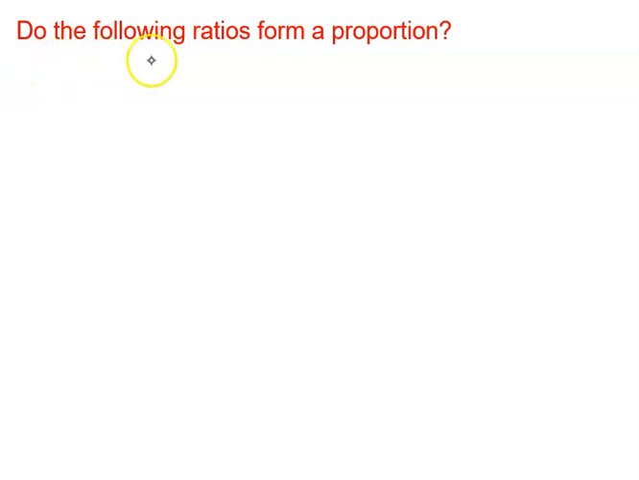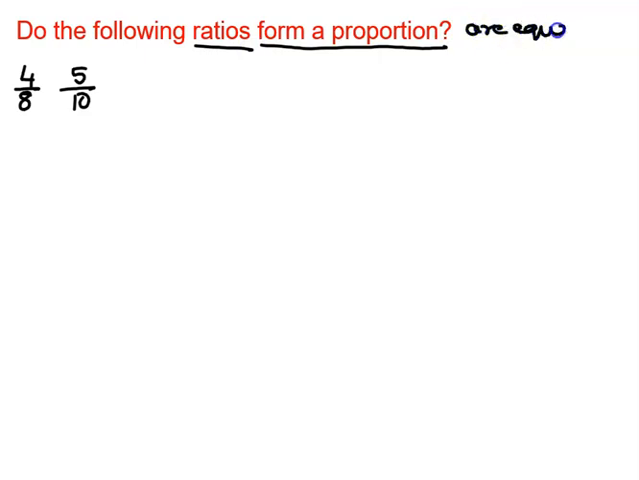In this video, we're going to talk about ratios forming a proportion. Let's say we have a ratio given to us, ratios 4/8 and 5/10. And we have to see if they form a proportion. What is the meaning of ratios forming a proportion? What are we essentially trying to check here? It's basically what we want is to check if the ratios are equal or not.